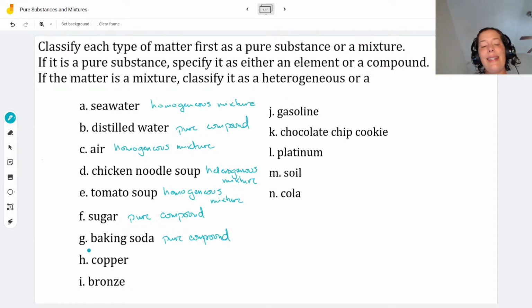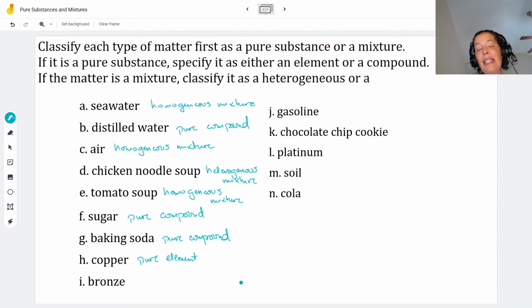So copper is an element. We'll call this a pure element. Okay, next we've got bronze. You do have to know a little bit about what bronze is. So is it a pure substance or is it a mixture?